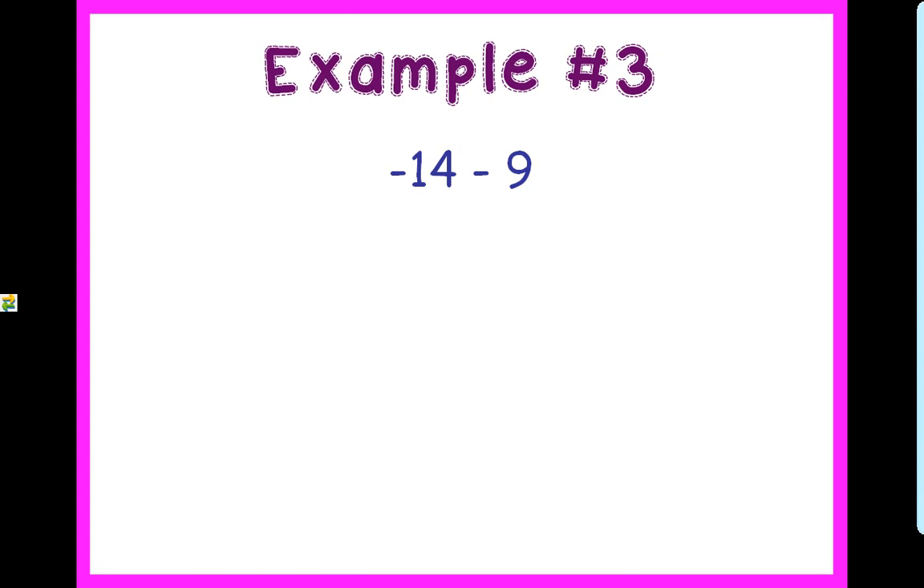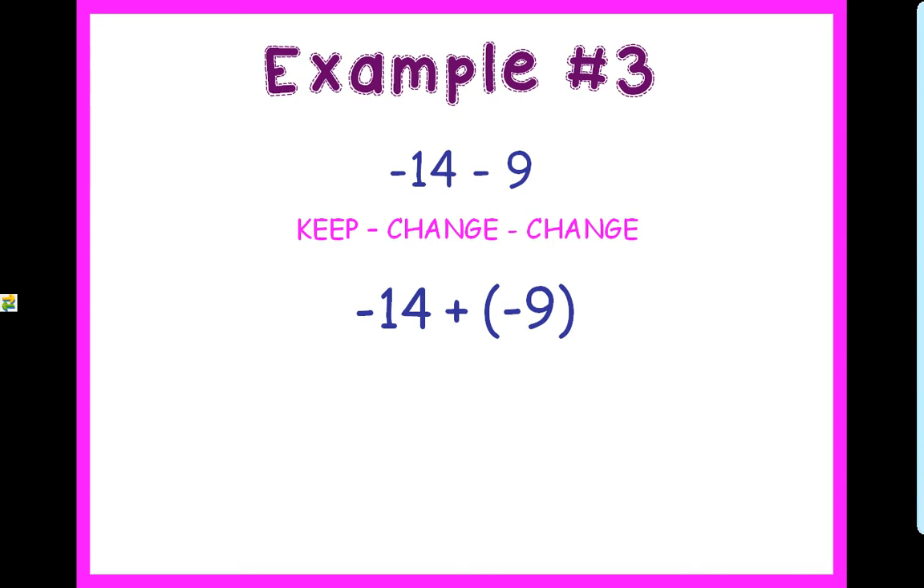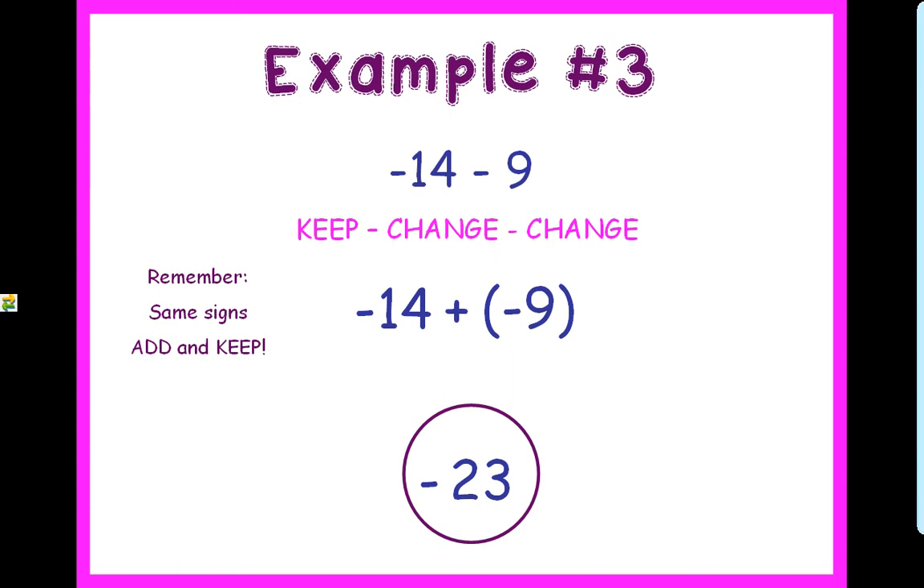Example number 3. We have a negative 14 minus 9. Also a problem that you're not used to doing. So we're going to use our rule, keep, change, change. We're going to keep the first number, change the minus to a plus, and then that 9 will become its opposite, negative 9. Once again, we have same signs, a negative plus a negative. So same signs, we're going to add and keep the sign. 14 plus 9 is going to give you 23, but we're going to keep that negative sign. So the answer to this problem is a negative 23.